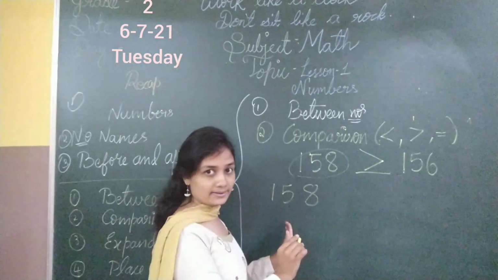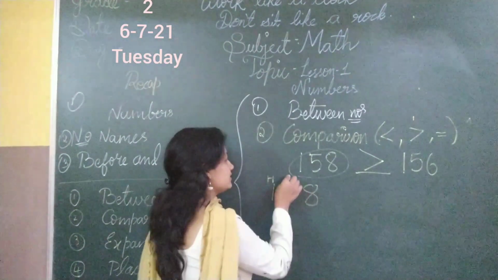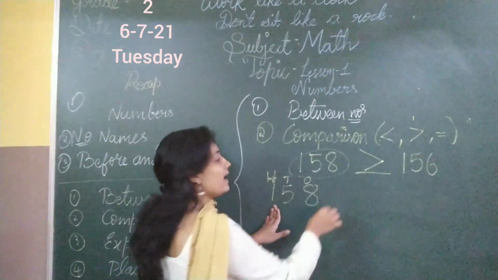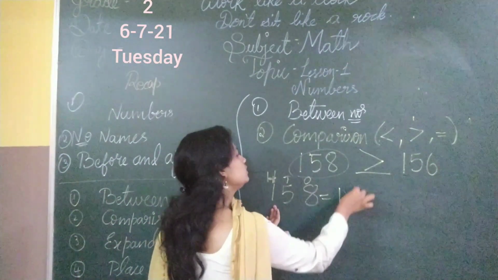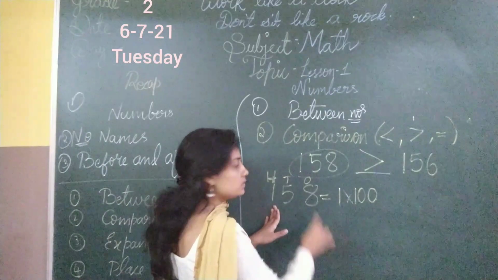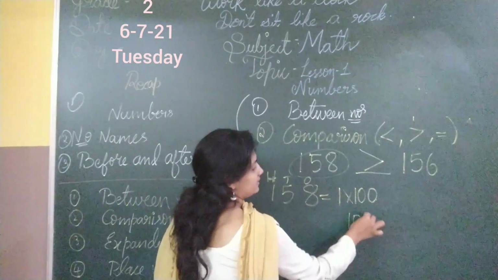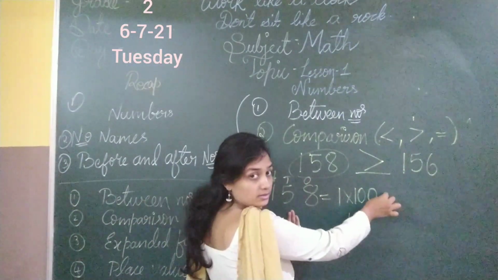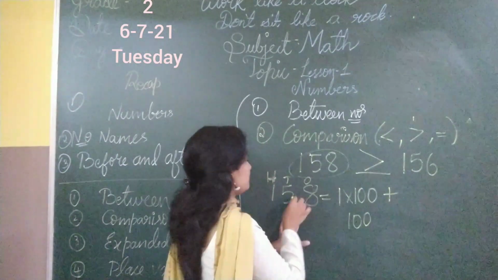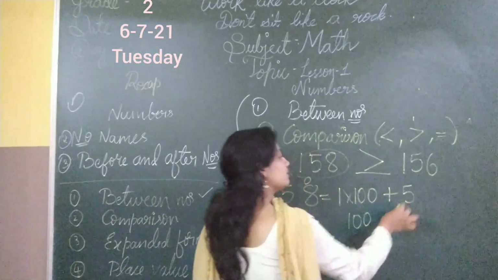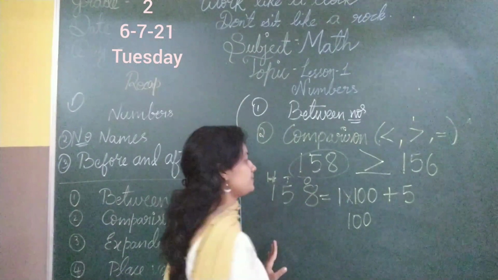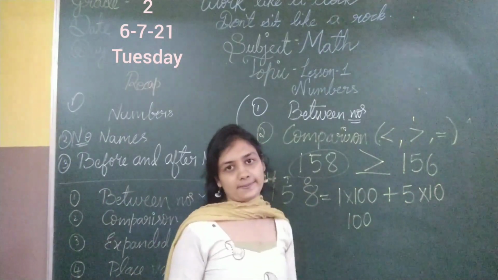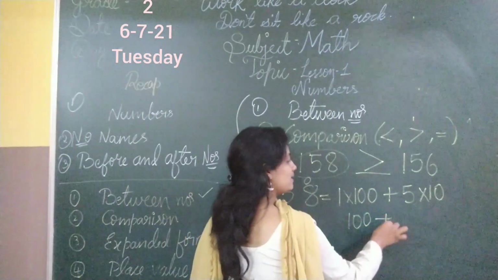So how to stretch it? Instead of writing 1 in the 100 place like this, I am going to write 1 into 100. Okay? What is 1 into 100? It is nothing but 100. Next, we go for the next number, 5. Before going to the next number, you will write plus. Plus 5 here. But 5 is in which place? It is in the 10s place. So I should multiply 5 with 10. So what is 5 10s? It's 50. So I'll write the answer here, plus 50.